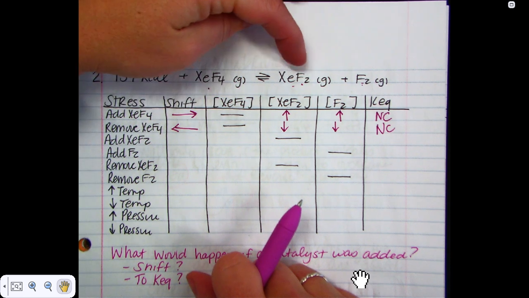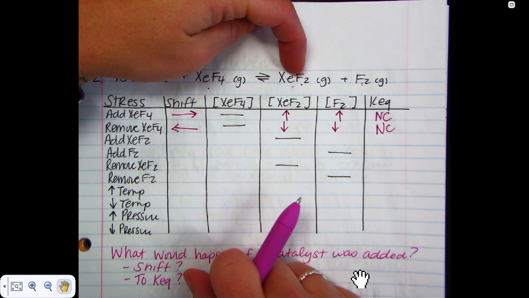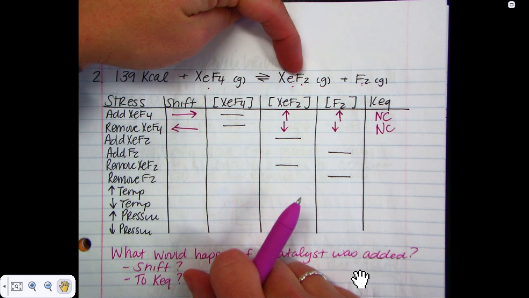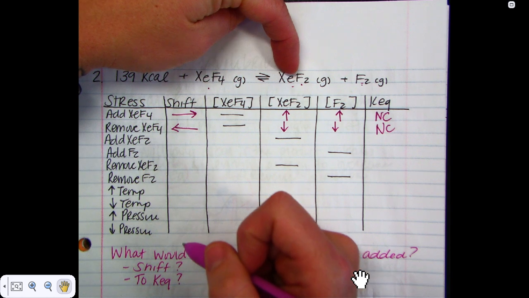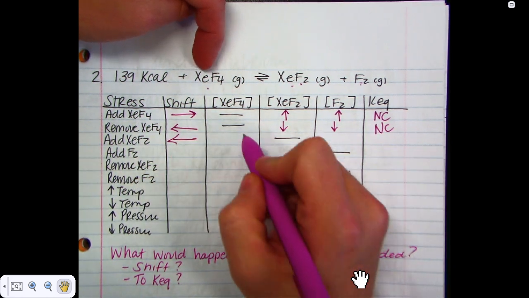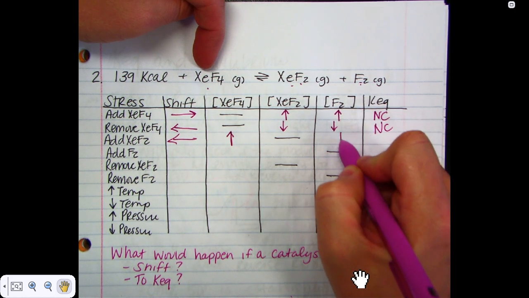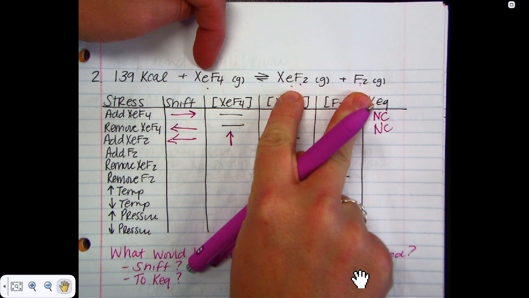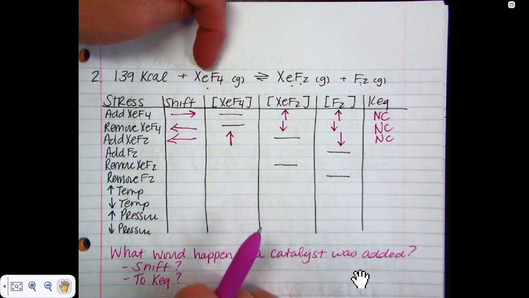All right. If I add some XeF2, the only way to get rid of what I've added is to use it. So I'm going to use it in the direction where it's a reactant, which is going to push me back to the left. The amount of XeF4 is going to go up, and the amount of F2, remember, is going to go down because I have to use both of those things together to make this. So no change in K.